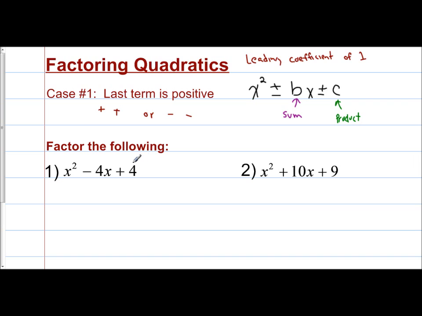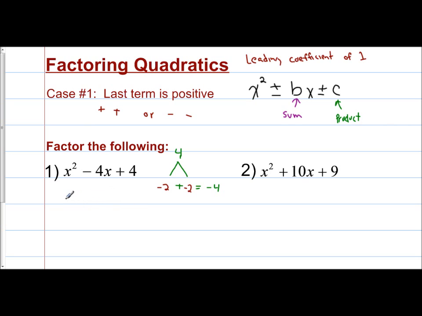And so the way this helps us is, if I want to factor x squared minus 4x plus 4, my product is 4. And so I want two numbers that are factors of 4 that add up to give me my sum of negative 4. And in order for numbers to have a positive product and a negative sum, they both have to be negative. And so what numbers multiply to give you 4 and add to give you negative 4? And that's negative 2 and negative 2.